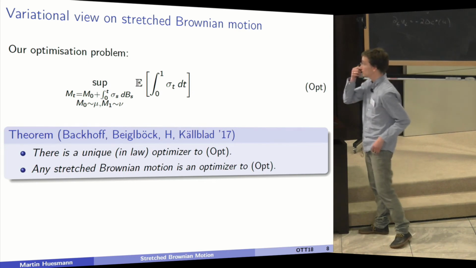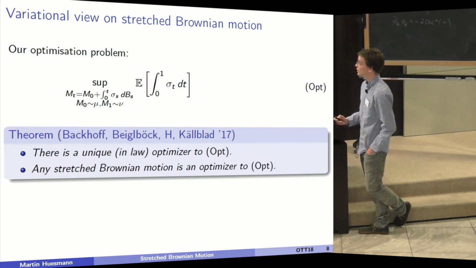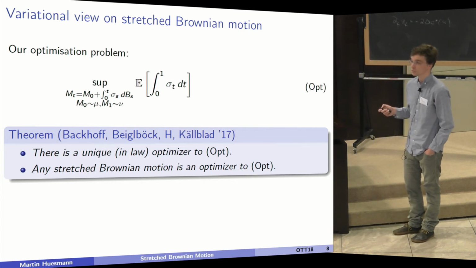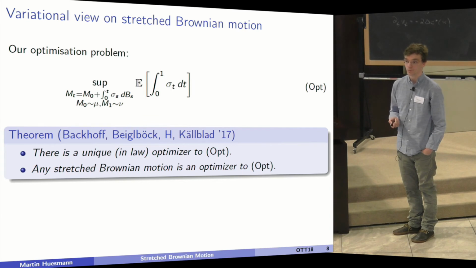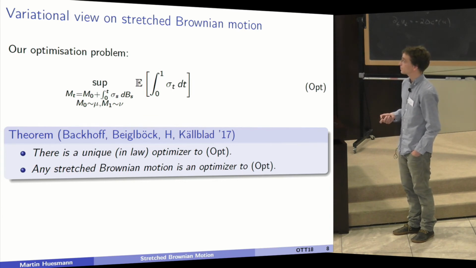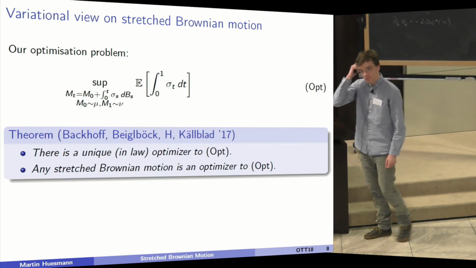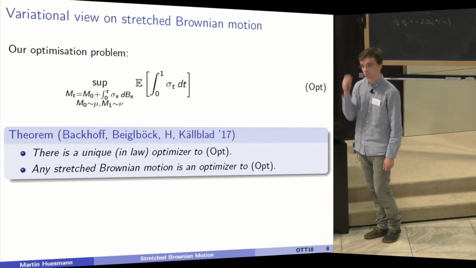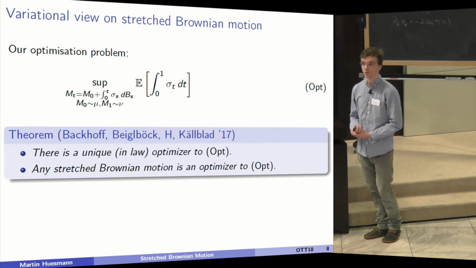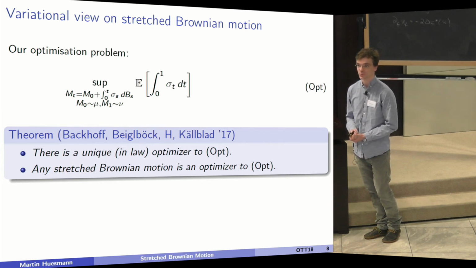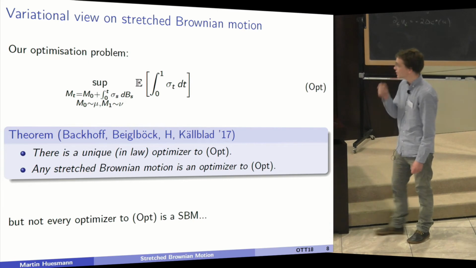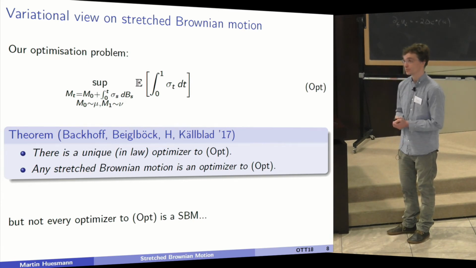Now there's a theorem, joint with a group from Vienna, which says that this problem has a unique solution, and this solution is unique in law. The second part is that any stretched Brownian motion is an optimizer of this problem. The question is whether there are also optimizers which are not stretched Brownian motions. Unfortunately, not every optimizer is actually a stretched Brownian motion.